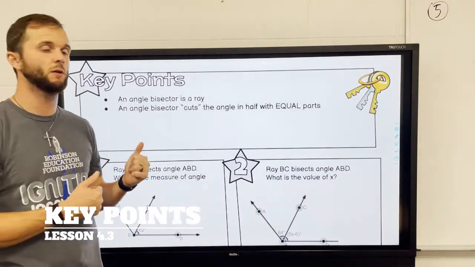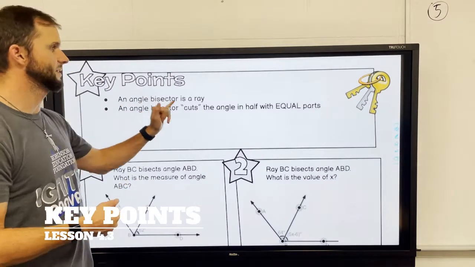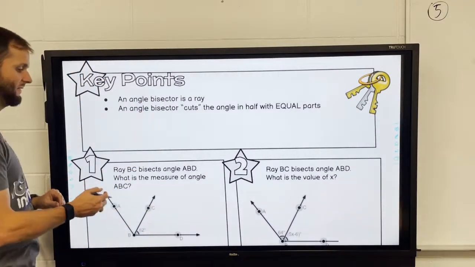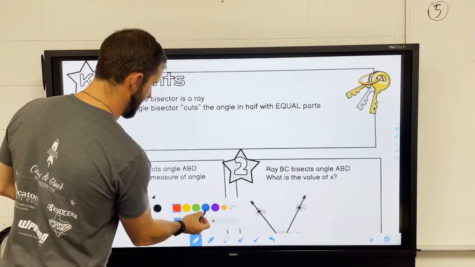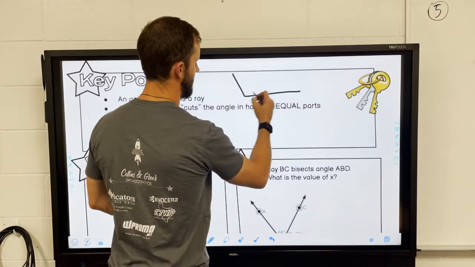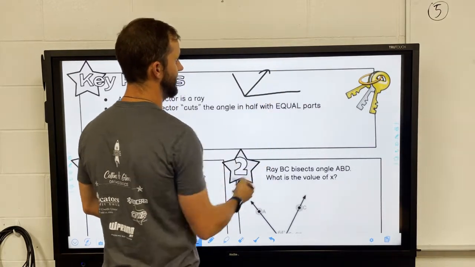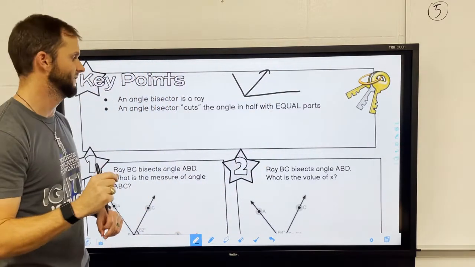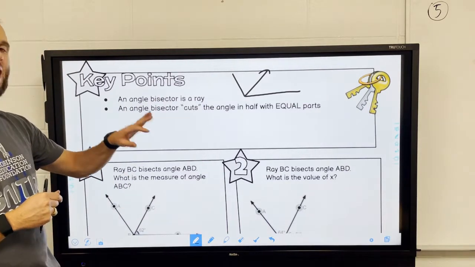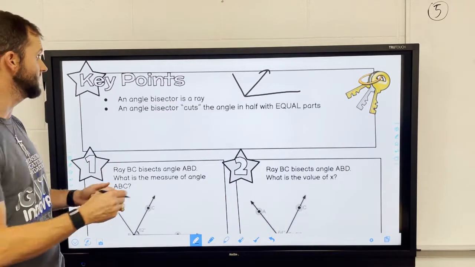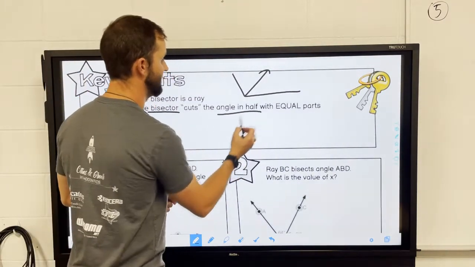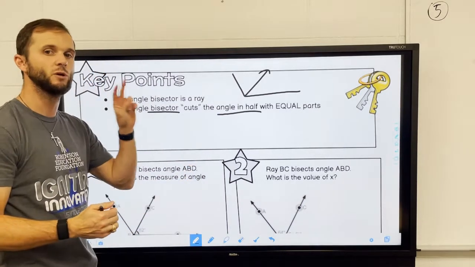The first thing we need to look at is that an angle bisector is a ray. So whenever I have an angle that's being bisected, that's going to be a ray, just to clarify that. And an angle bisector cuts the angle in half into equal parts. Remember, the word bisect means cut in half. It is cutting the angle into two equal parts.